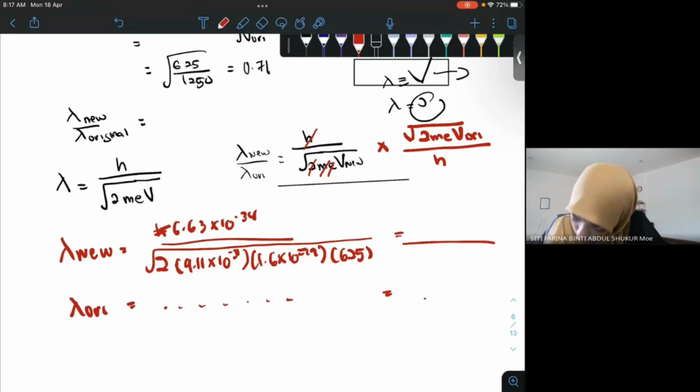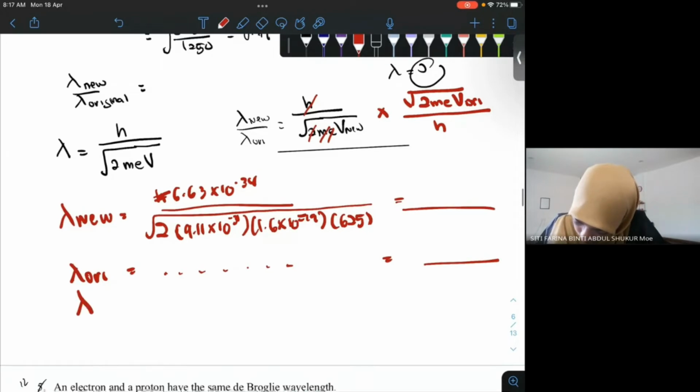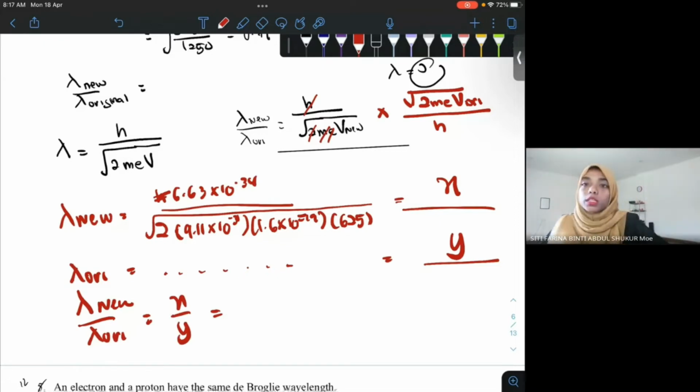Dapatkan jawapan dia. Pun boleh, tak ada masalah. And then new over original. Ambil jawapan dekat sini contoh X, sini Y. X over Y. Akan dapat jawapan. Sama juga. Tak ada masalah. Jalan panjang, jalan pendek, tak ada masalah.